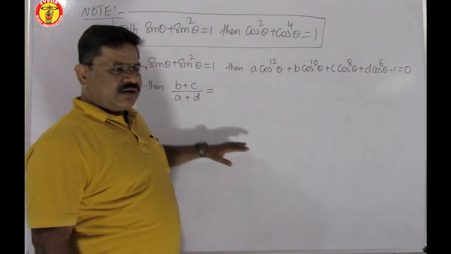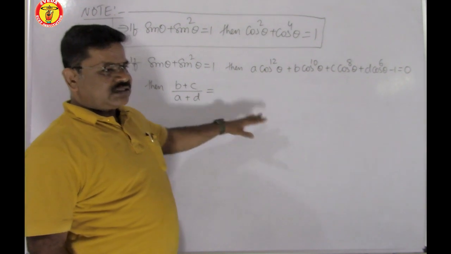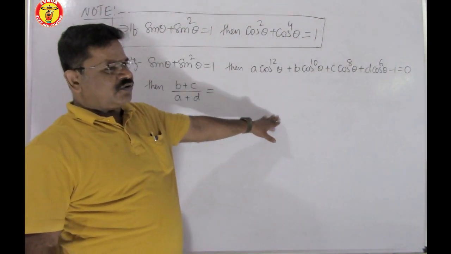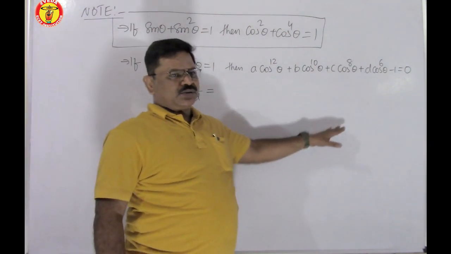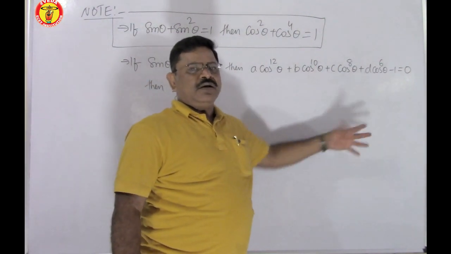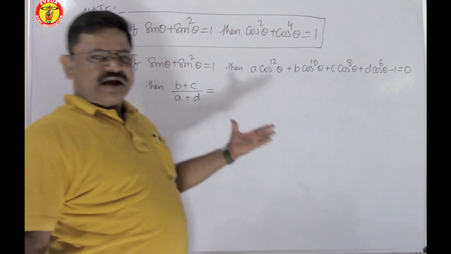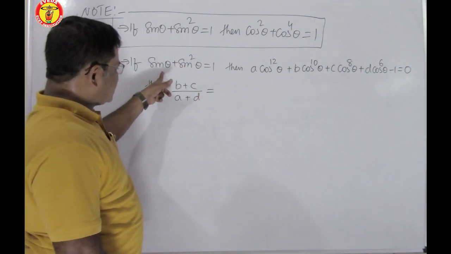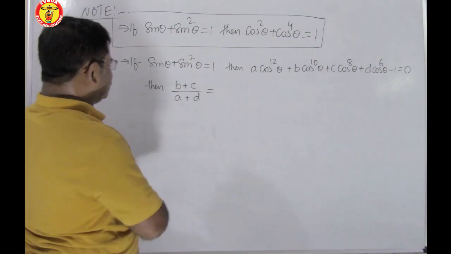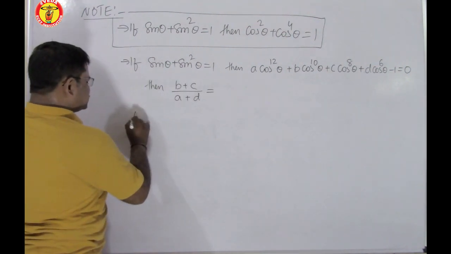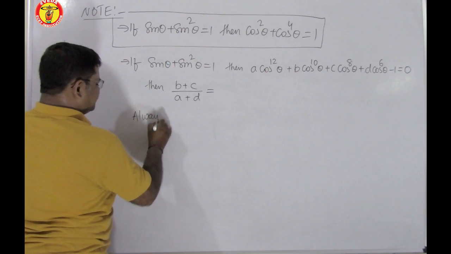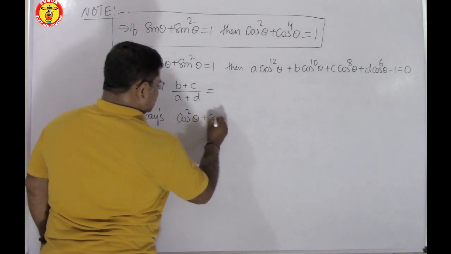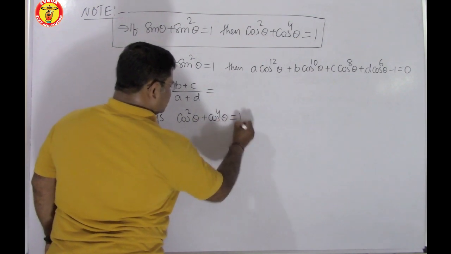Now see, in our previous problem, to get the answer in the form of cos power 4 theta plus cos power 8 theta plus 2 cos power 6 theta is equal to 1, which function's help had we taken? Always remember that when sin theta plus sin square theta is equal to 1, always cos square theta plus cos power 4 theta is equal to 1.